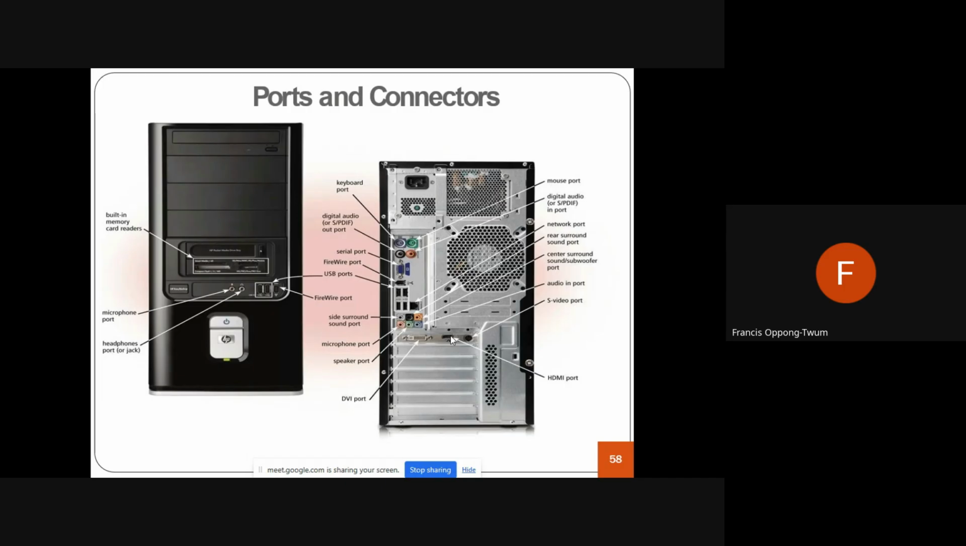We have the network port. We also have the digital audio port.